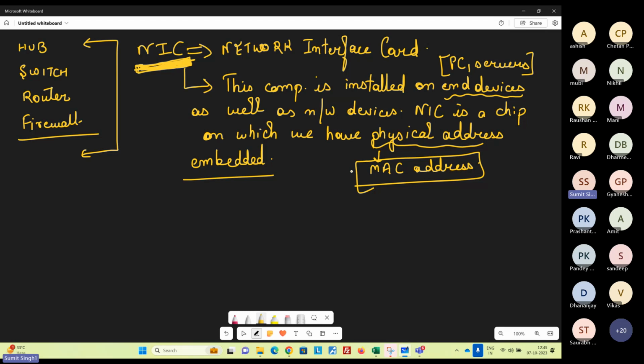If you don't have a NIC installed inside your device, you will not get access to the internet, you will not get the IP address. Without an IP address, no internet allocation is possible. Am I clear?